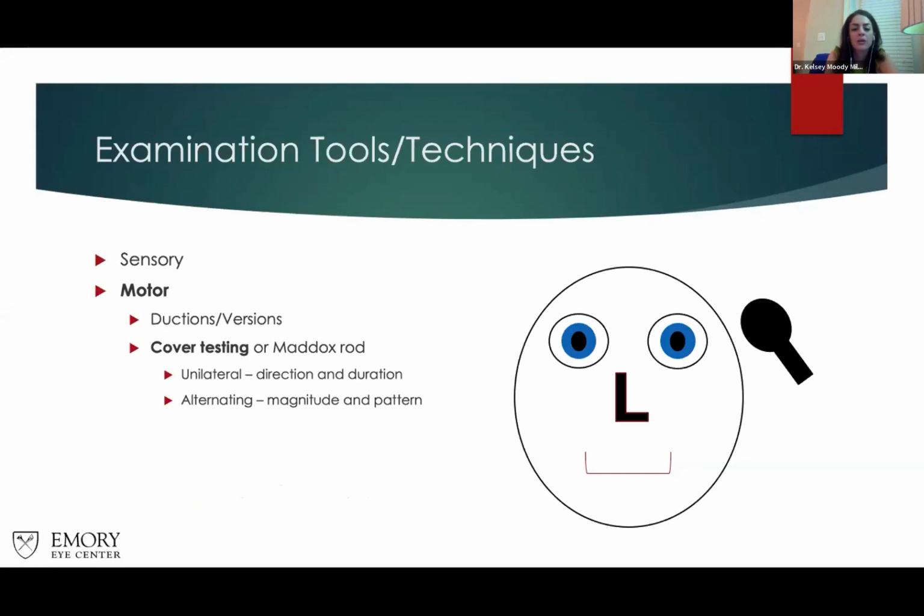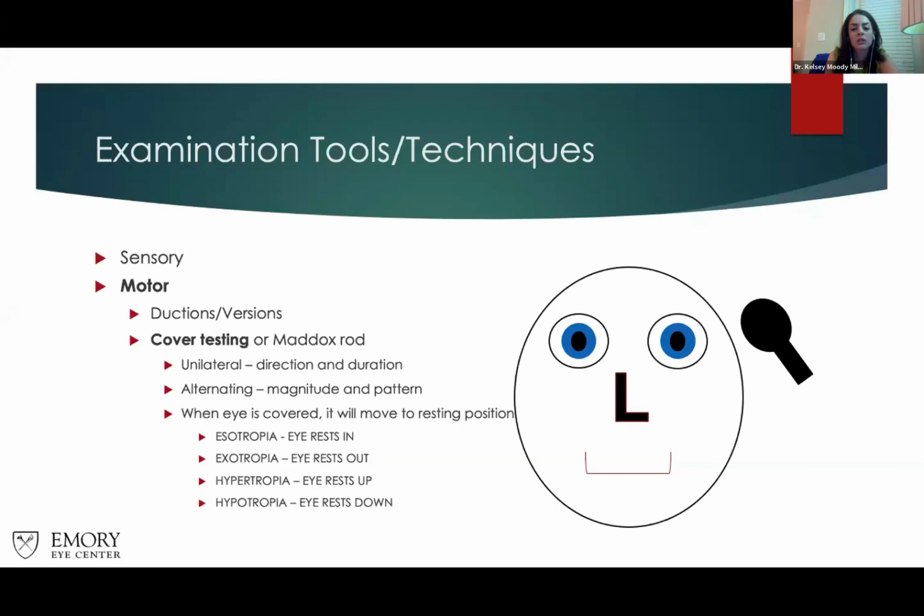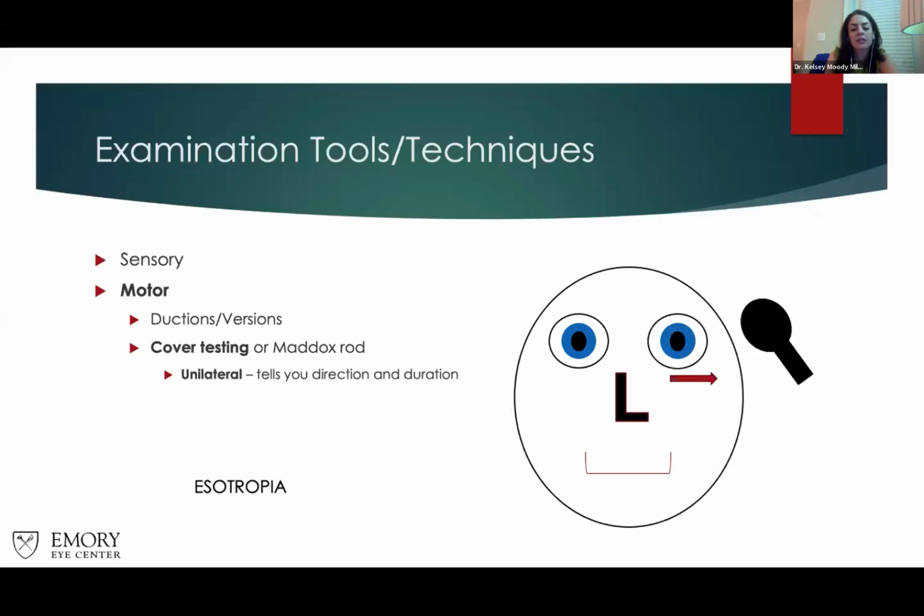So again, we are going to cover the eye. The eye right now rests in while it's covered. I take the paddle away, it moves out. And because of that, that tells me that this is an esotropia.